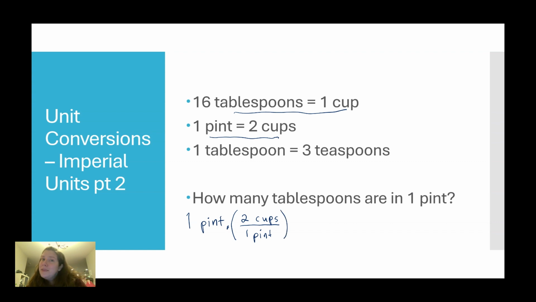And now I'm at cups and I want to get to tablespoons. Since a tablespoon is smaller, I can fit more of them in. I'm going to multiply by 16 tablespoons per cup. And now I can just multiply these right across. 1 times 2 is 2. 2 times 16 is 32 tablespoons.